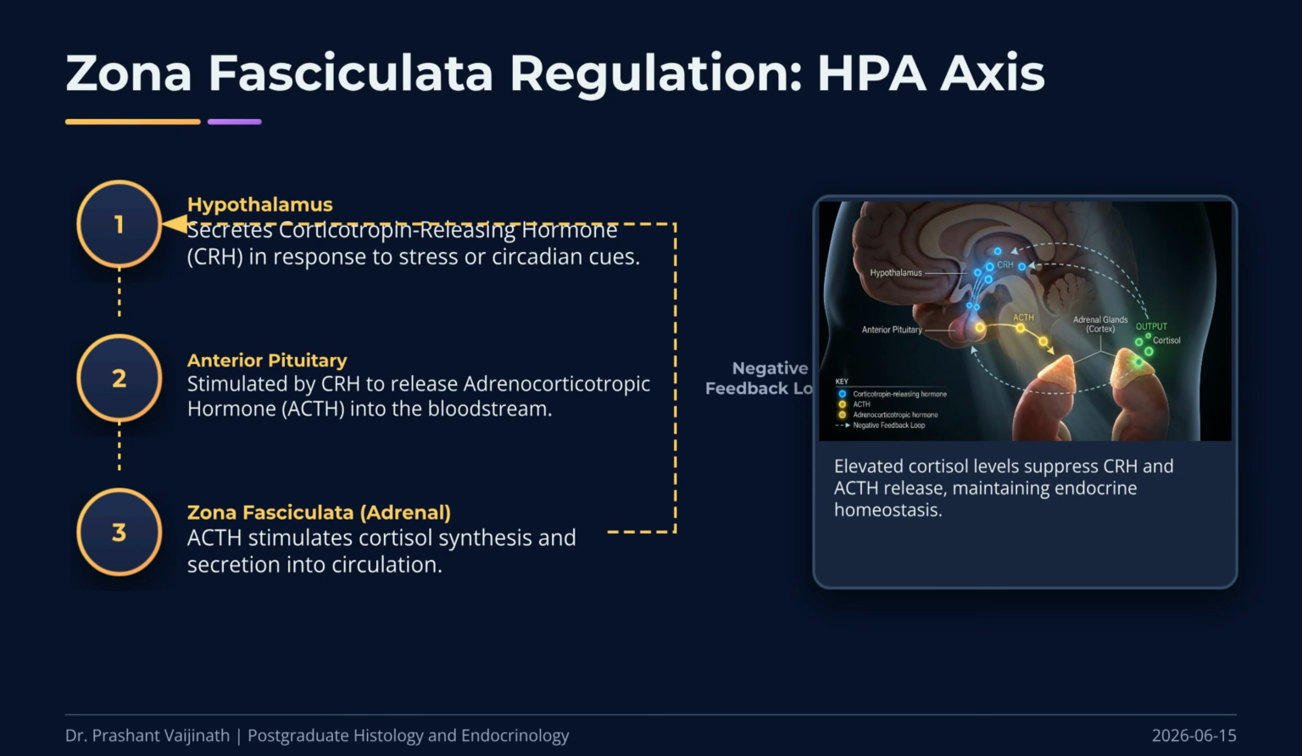ACTH travels through the bloodstream and stimulates the zona fasciculata of the adrenal cortex to synthesize and release cortisol. Once cortisol levels rise in the blood, it exerts a negative feedback effect by inhibiting further secretion of CRH from the hypothalamus and ACTH from the pituitary gland. This feedback mechanism maintains cortisol concentration within the normal physiological range.